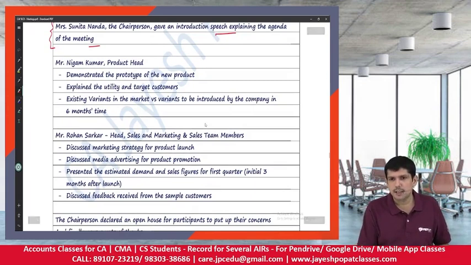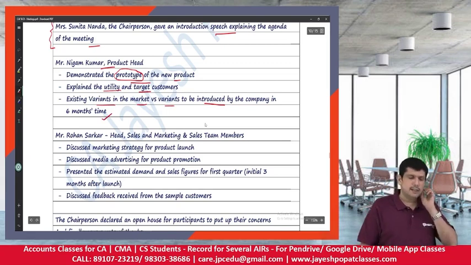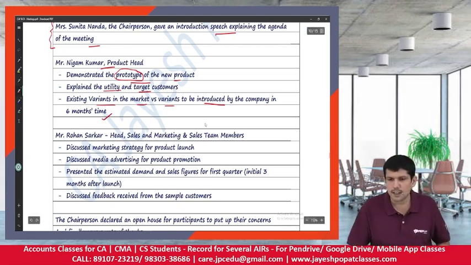Then Mr. Nigam Kumar, the product head, demonstrated the prototype of the new product. Prototype is basically the model of the new product. He explained the utility and the target customers, and the existing variants in the market, meaning the competitors, versus the variant to be introduced by the company in 6 months' time. So it will take 6 months to introduce this particular product.